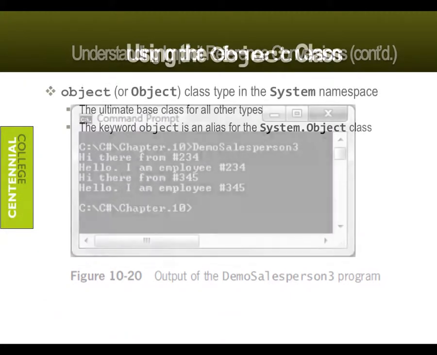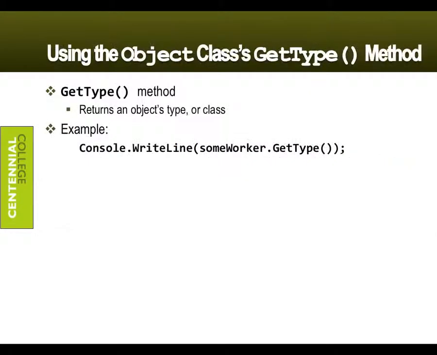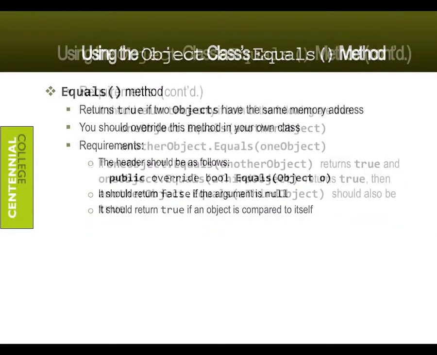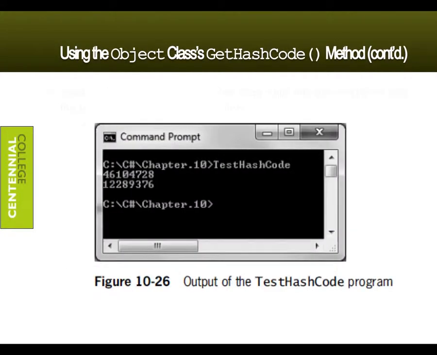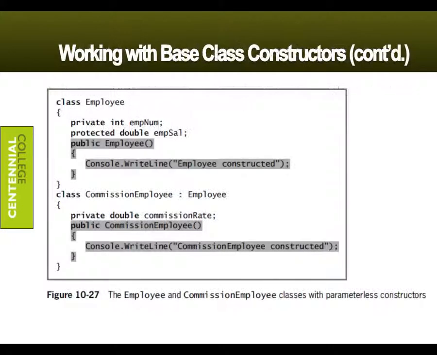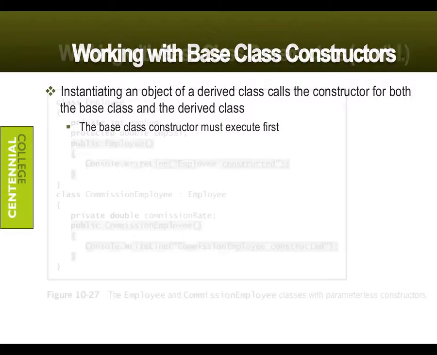So I'm just going to go forward. So I'm just skipping forward. This is the object class it's talking about. And just want to show it to you. These are all that you can override. Okay, here we go. So here's the base class constructor must execute first, like it says, right?